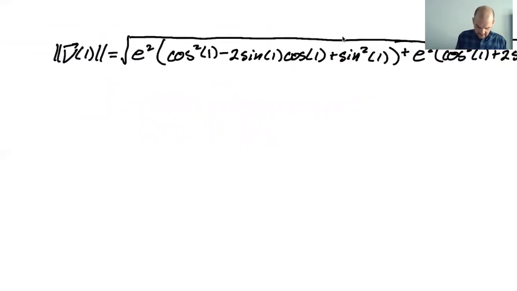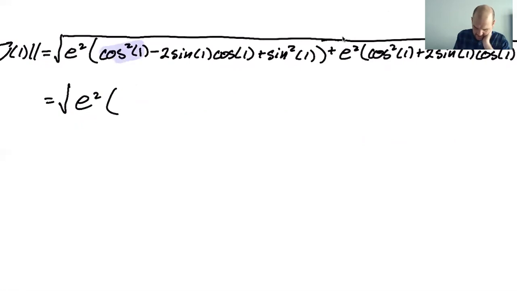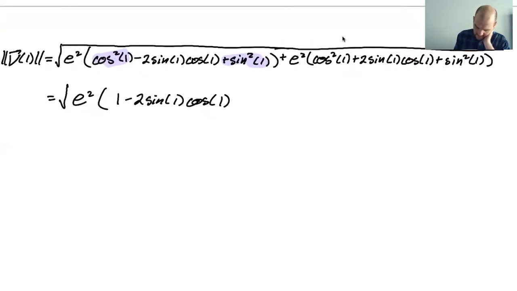All right, so what do we have? We have the square root, and then there's an e squared. And then e squared you can take out of both of them. And then you have cosine squared plus sine squared, which is 1, minus 2 sine cosine. And then you actually get another 1, right? Because of another cosine squared and sine squared. So that's going to be plus 1.